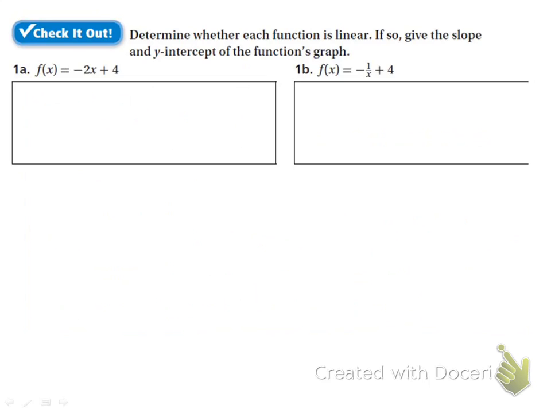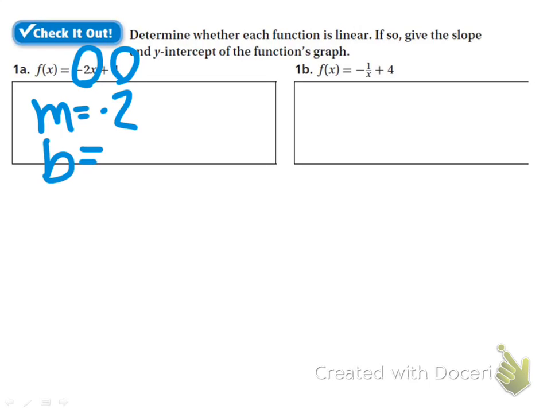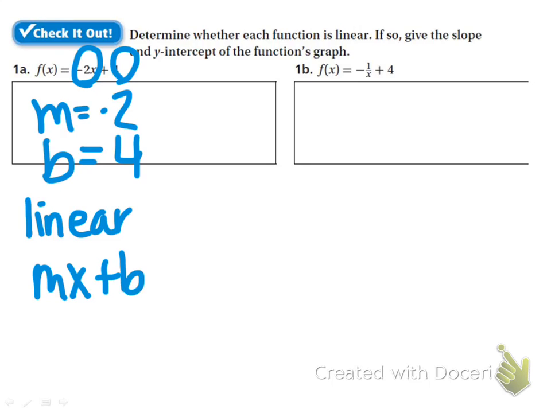Okay, I'd like you to check it out, number 1A and 1B on your own. 1A: f of x equals negative 2x plus 4. Looking at this, we can tell that the slope is negative 2 and the y-intercept is 4. So it is linear because it can be written as y equals mx plus b.